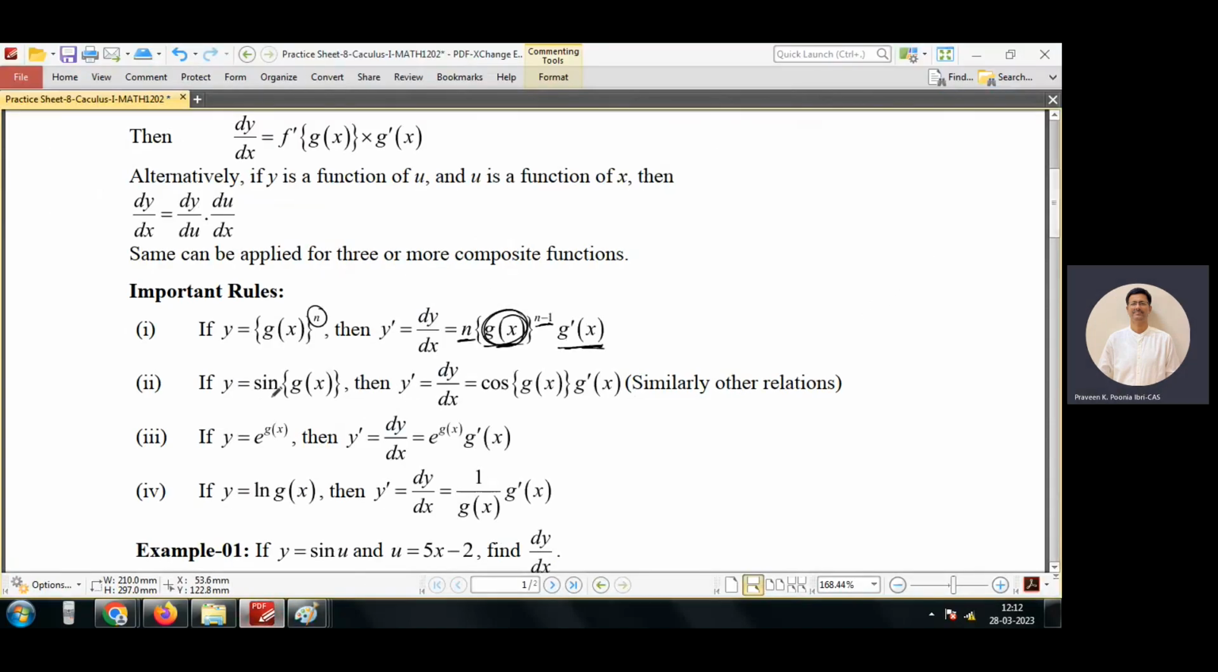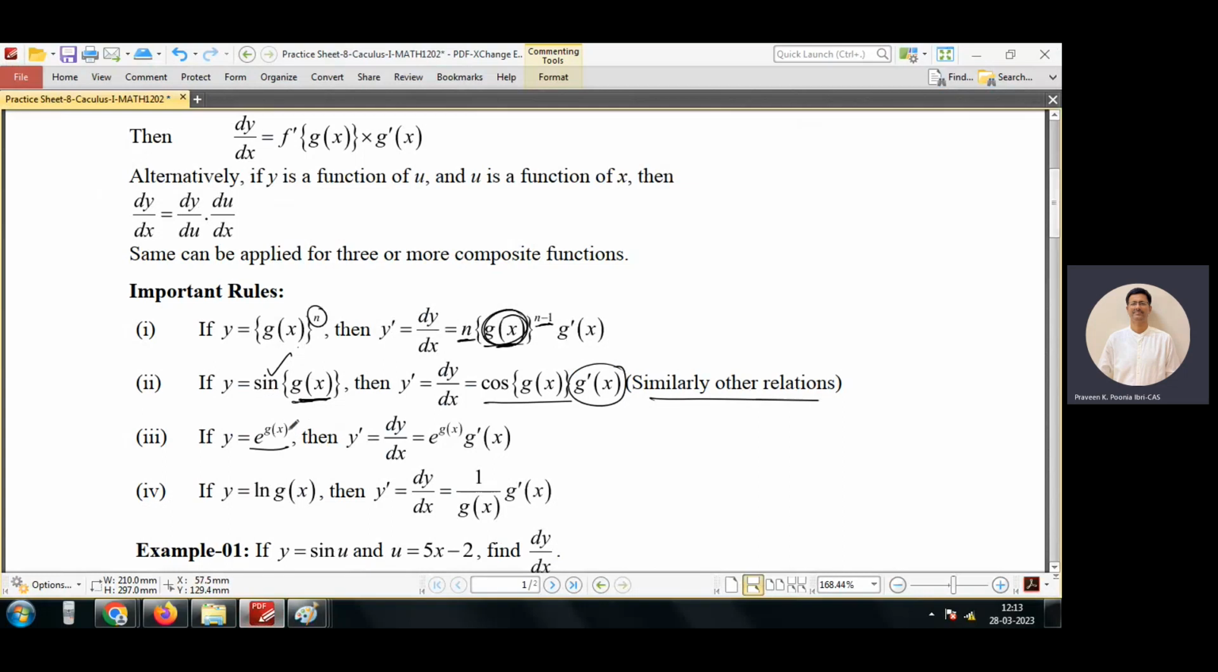Clear? Same you can see in the rule here: sine, it is not x here, it is g of x, a function of x is written here. So in this question, what will we do? First, we will differentiate the sine term. So it will be cosine g of x. You can see here, the derivative of sine is cosine g of x. Then you need to find the derivative of g of x also, that is g prime x. Clear? Similarly, you can write for other trigonometric functions.